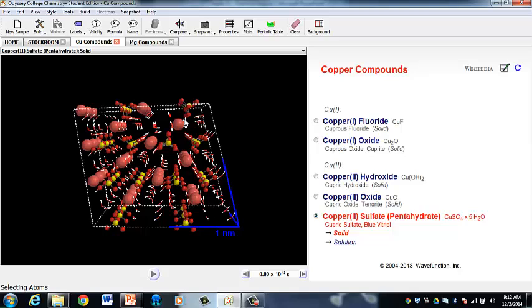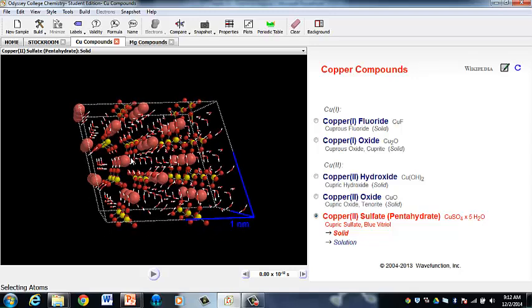So in this picture, I've got my positive and negative ions. This one happens to be a representation of copper 2 sulfate pentahydrate. So what copper 2 sulfate pentahydrate means is that in that crystal, for every one formula unit of copper 2 sulfate, there are 5 water molecules embedded. And every hydrate has a different number of water molecules.